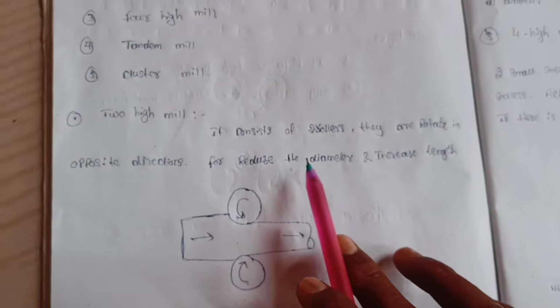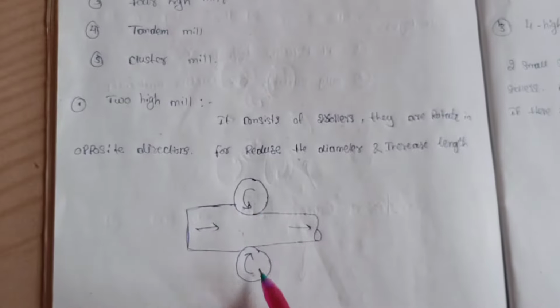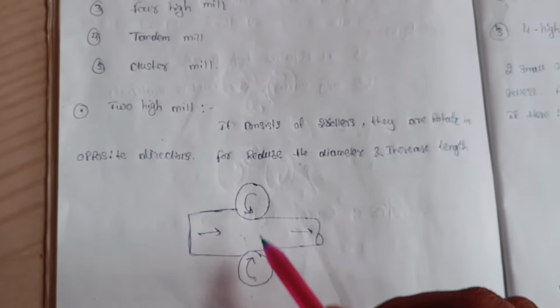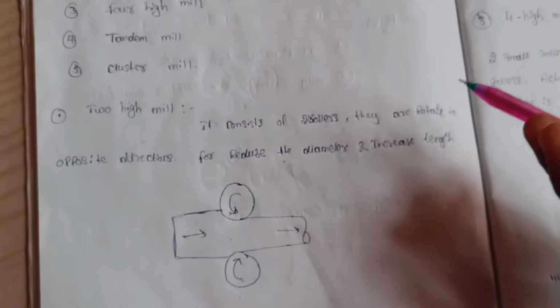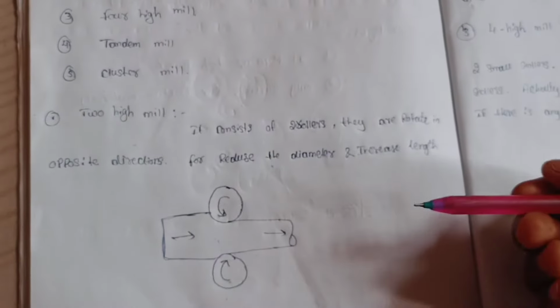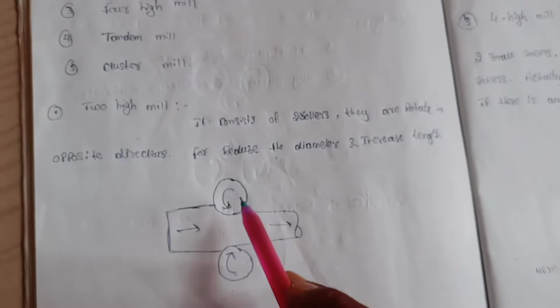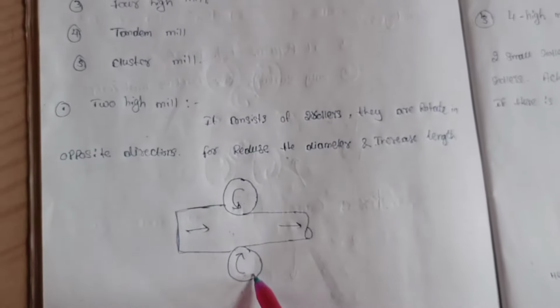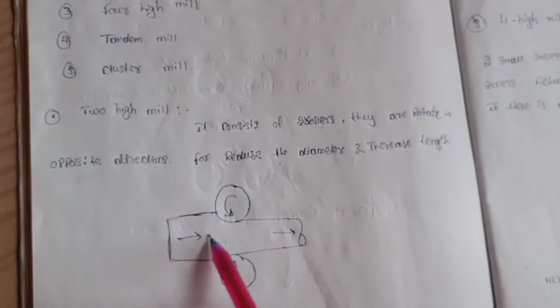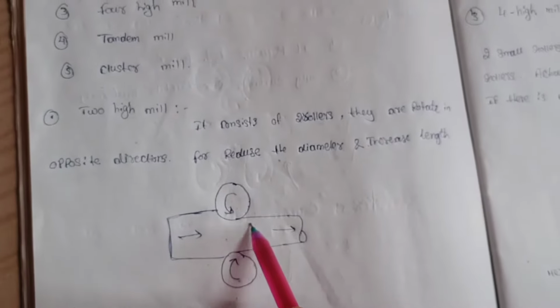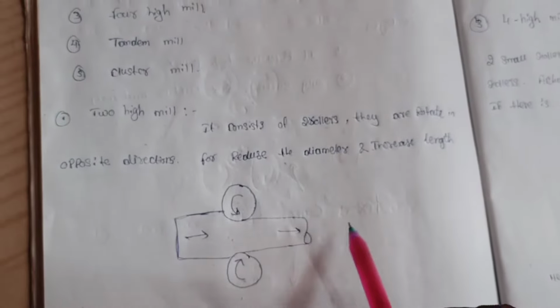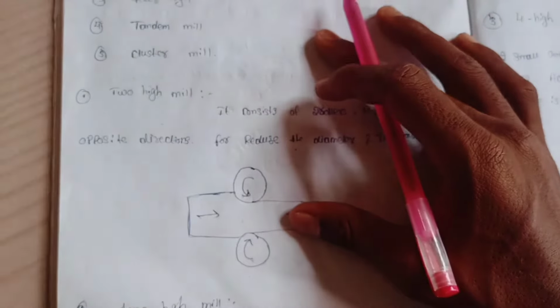A 2 high mill consists of two rollers rotating in opposite directions, same as a rolling process. There is no difference between rolling and 2 high mill, because here also there are two rollers, both rotating in opposite directions. In between we pass a metal, thereby reducing the diameter and increasing the length. So this is the purpose of 2 high mill.